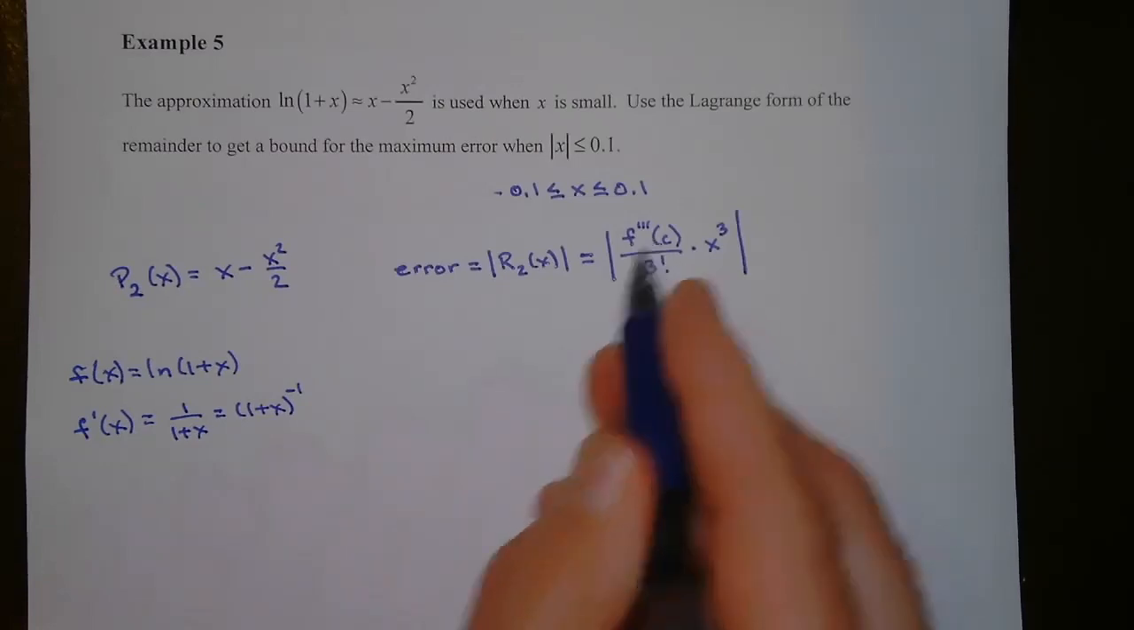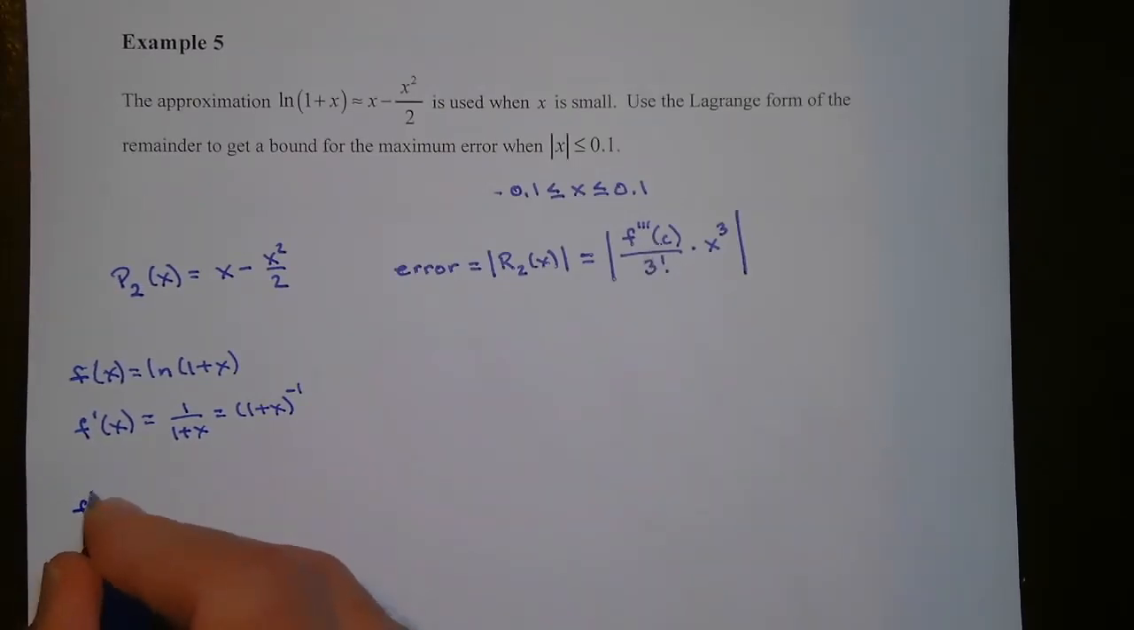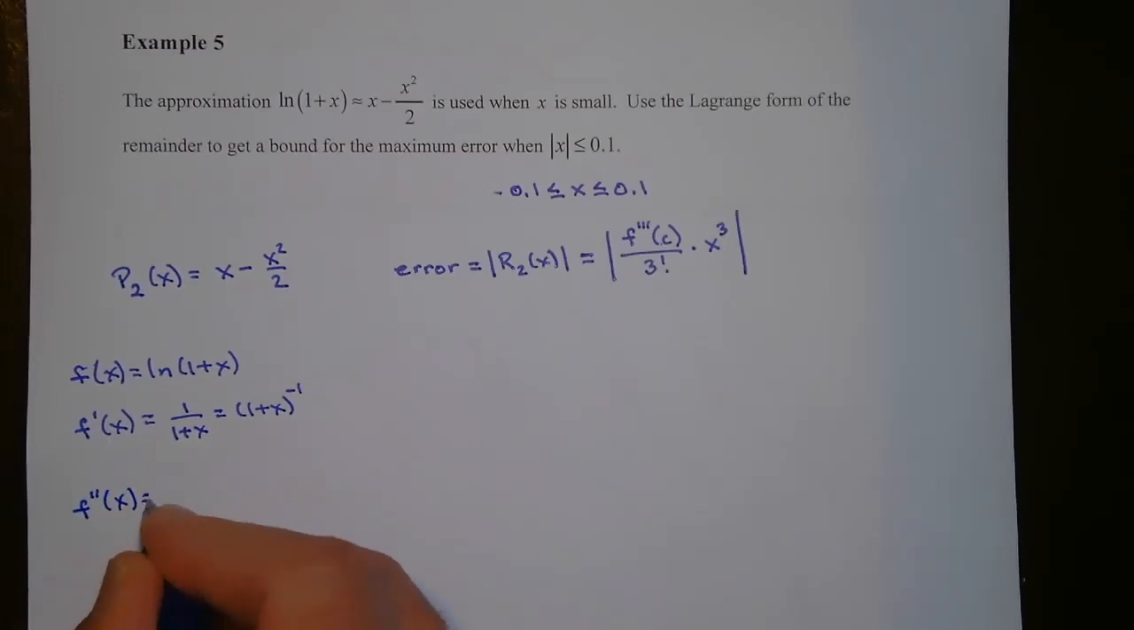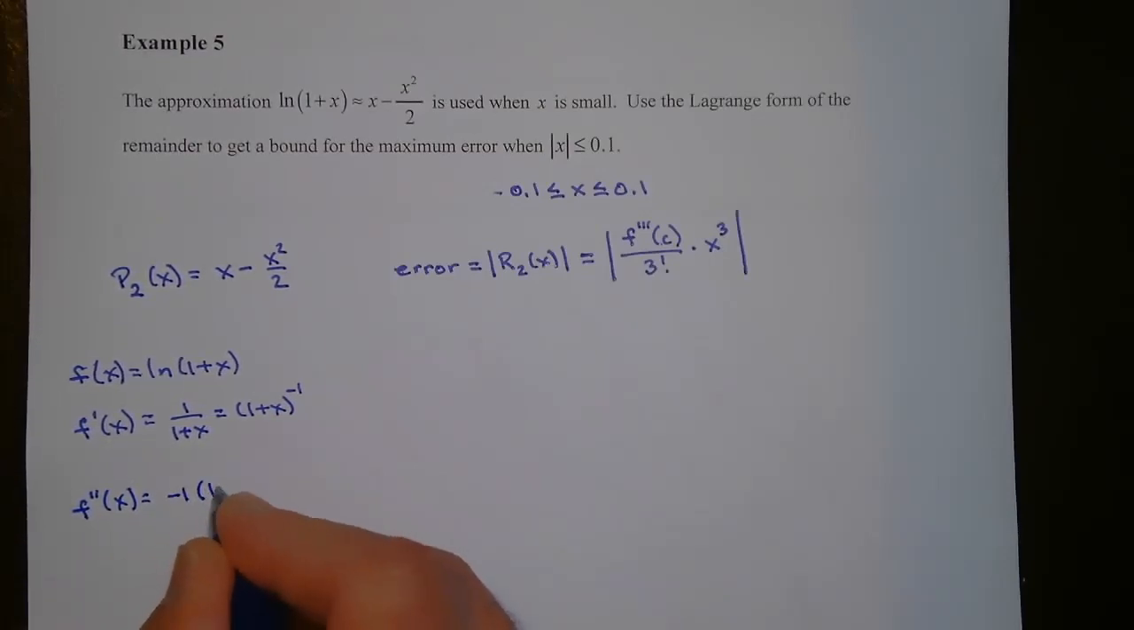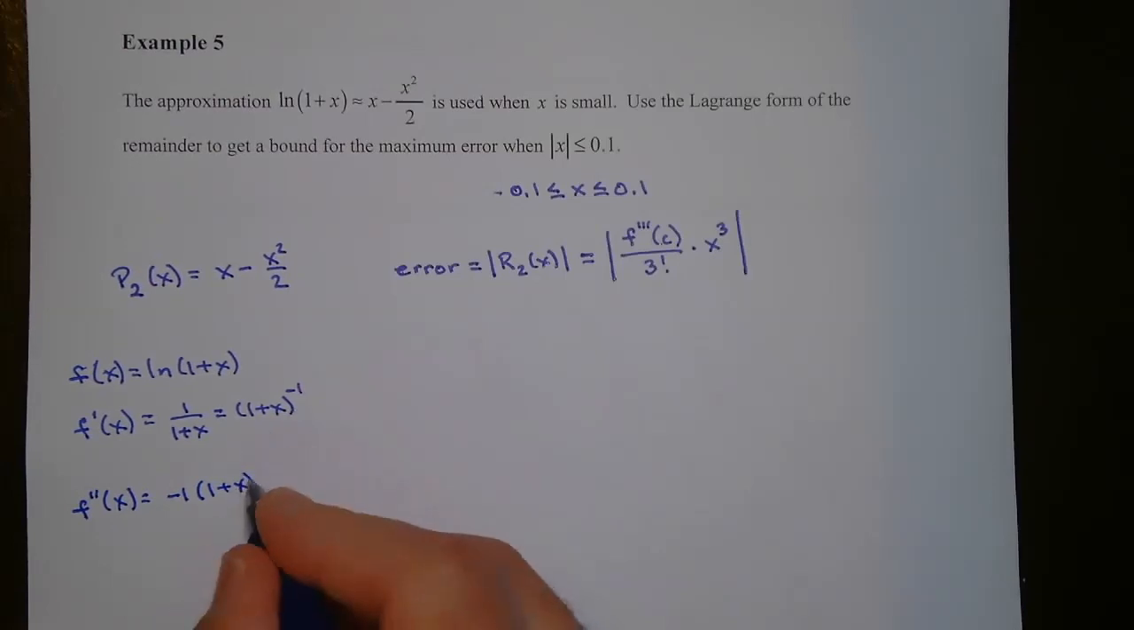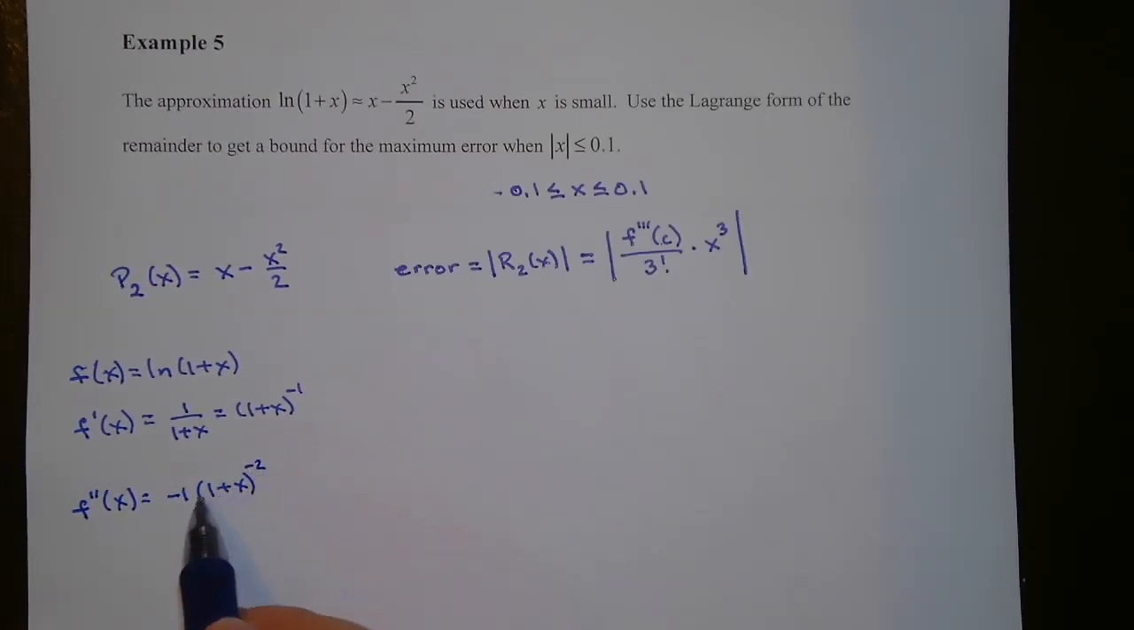So then we need the third derivative. The second derivative of x would be negative 1 times 1 plus x, subtract 1 from the power, so that'd be negative 2, and then times the derivative of the inside, which would be 1 again. And then f triple prime of x is equal to negative 1 times negative 2, so that'd be 2 times 1 plus x raised to the negative 3 times the derivative of 1 plus x, which would be 1.